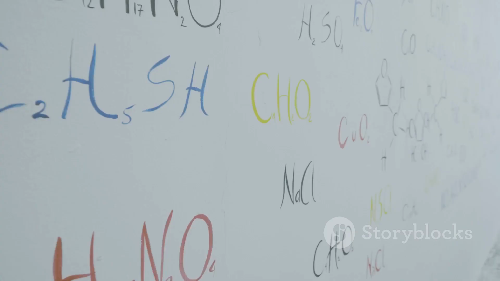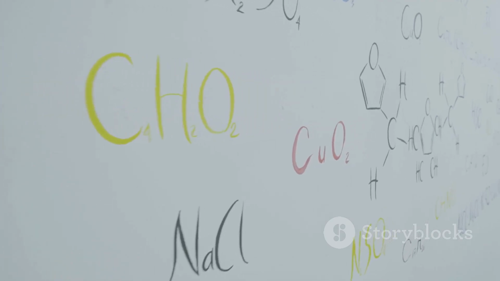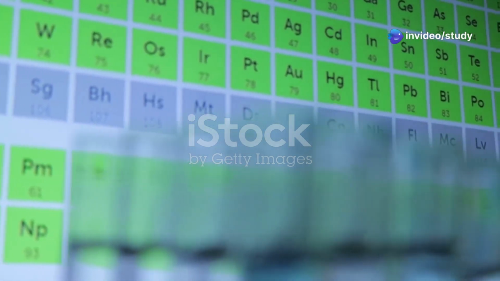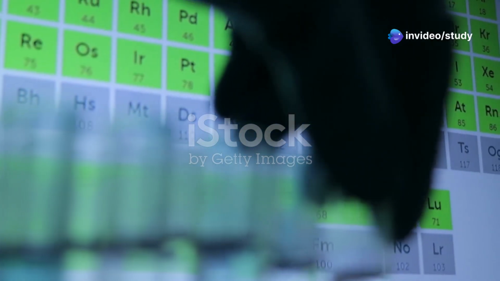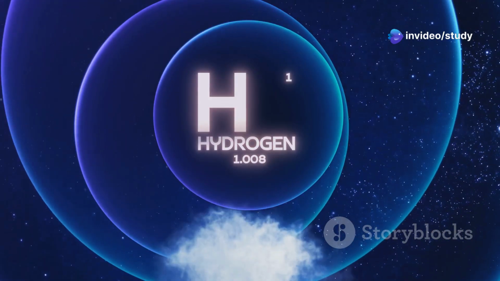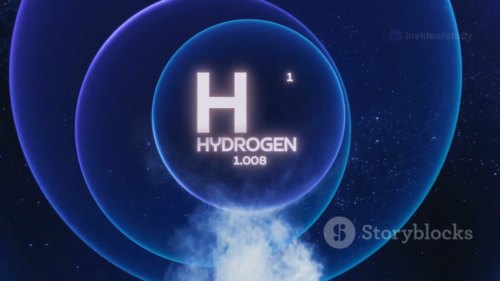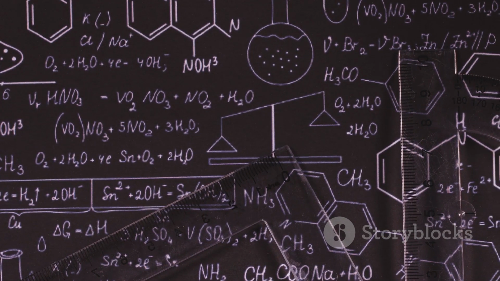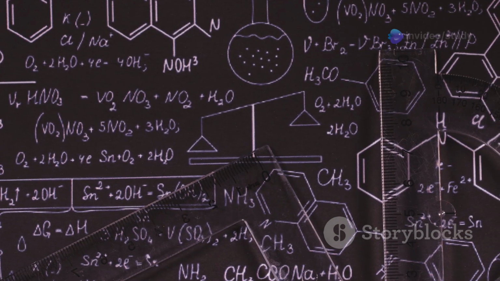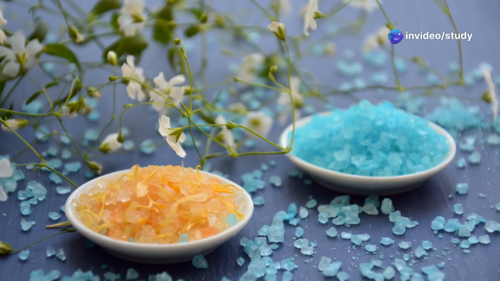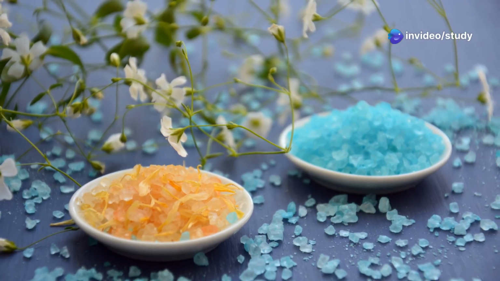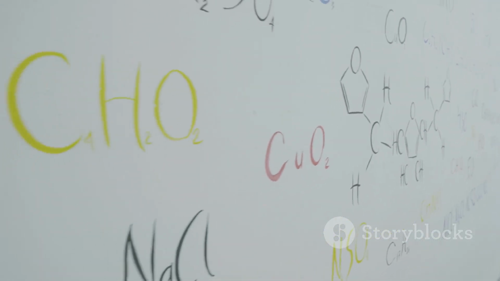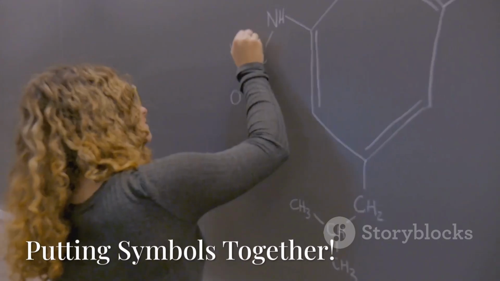Before we can write chemical formulas, we need to learn the language of chemistry: element symbols. Each element on the periodic table has a unique symbol, kind of like a nickname. For example, H stands for hydrogen, O for oxygen, and C for carbon. These symbols are important because they let us write chemical formulas in a shorter and more efficient way. Imagine writing sodium chloride every time you wanted to talk about table salt. Instead, we can just write NaCl, which is much easier, don't you think?